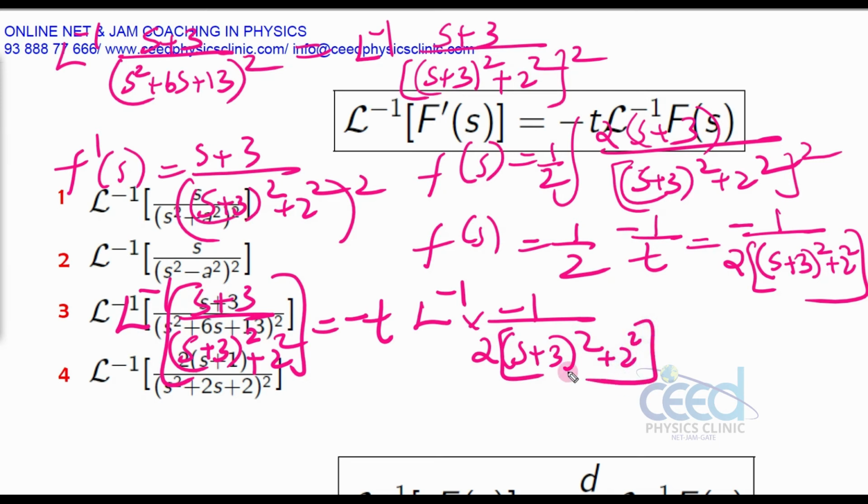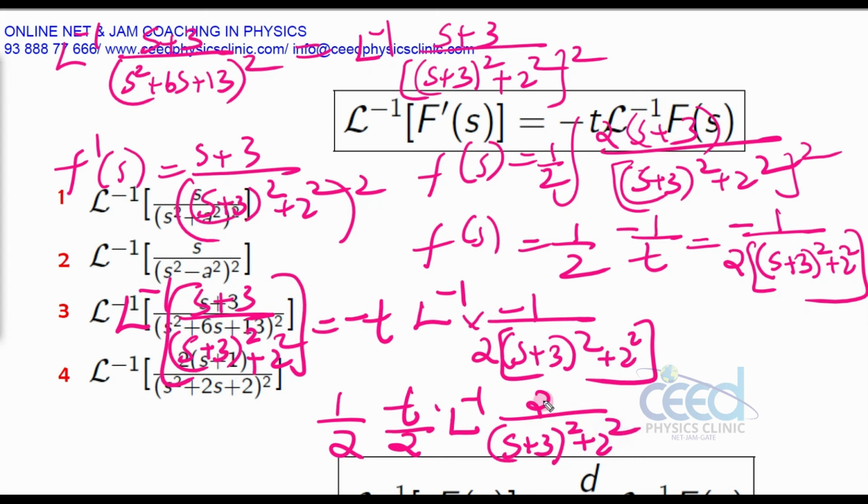Now minus minus cancels, so t into t by 2 into Laplace inverse of... If I am dividing and multiplying by 2 to make it in the standard format, I put 1 by 2 here. This I can write as 2 divided by s plus 3 whole square plus 2 square. Now this is a by s square plus a square, and we know that this is t by 4 into sin 2t.